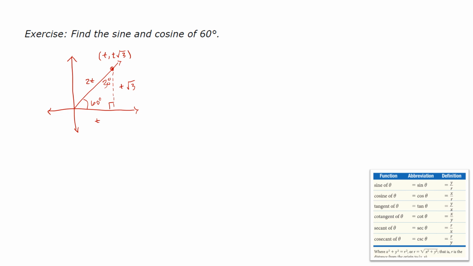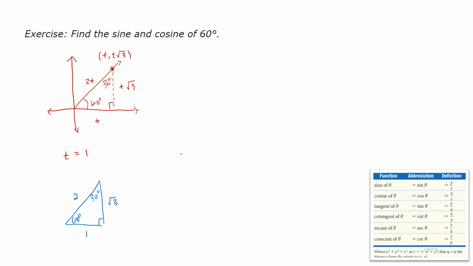To make it simpler for us, the t that we're going to choose is just going to be 1. So we'll let t equal 1. And since we're going to let t equal 1, we now then have a triangle with a short side of 1, hypotenuse of 2, and our last leg of square root 3. And so we can now use this information to help us answer our problem.